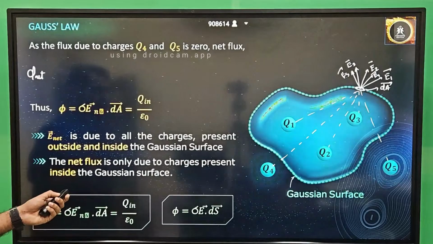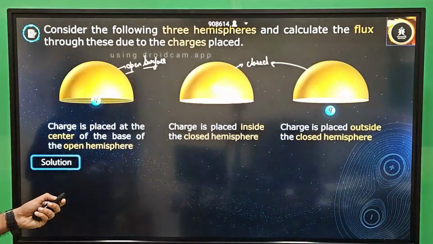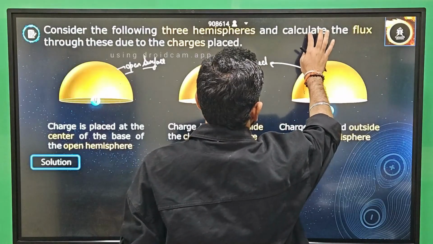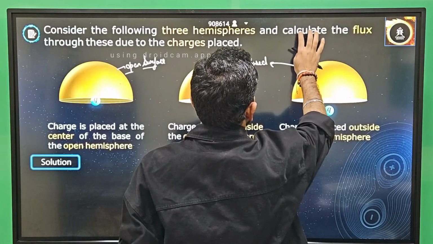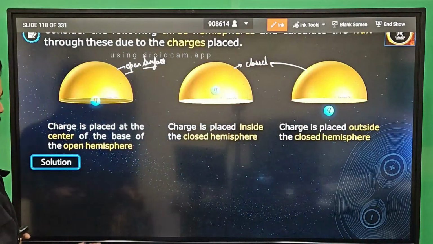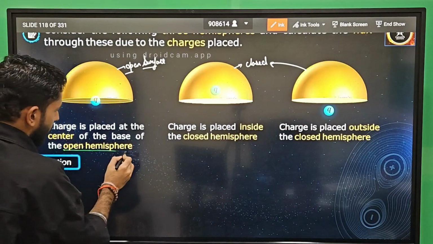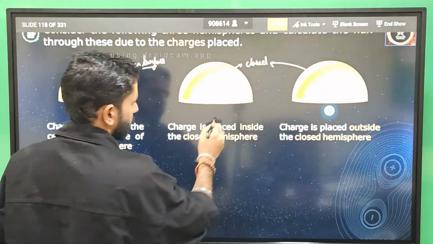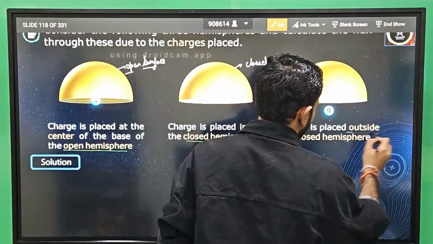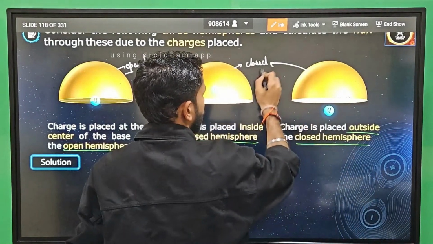Okay. If I talk about a basic example, you have to calculate the net flux passing through three different kinds of bodies given to you. What is the first body? It is an open hemisphere. Second, a charge is placed inside a closed hemisphere. Third case, a charge is placed outside the closed hemisphere. These two are closed.